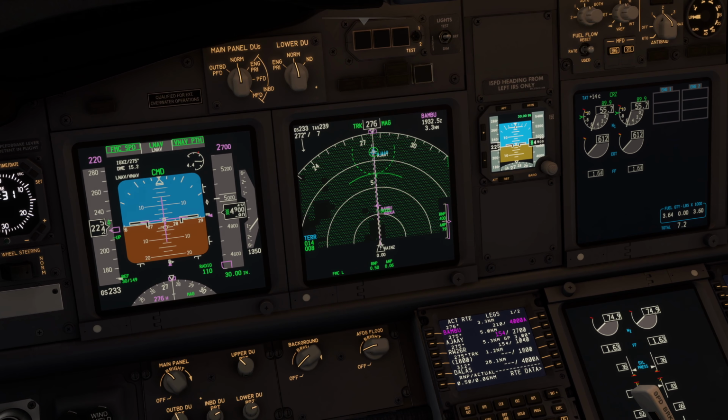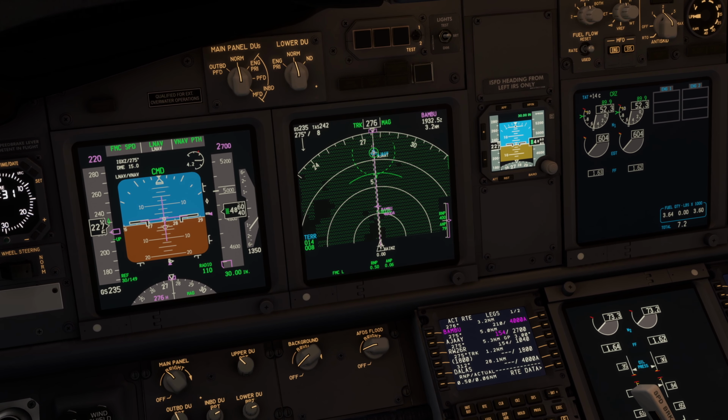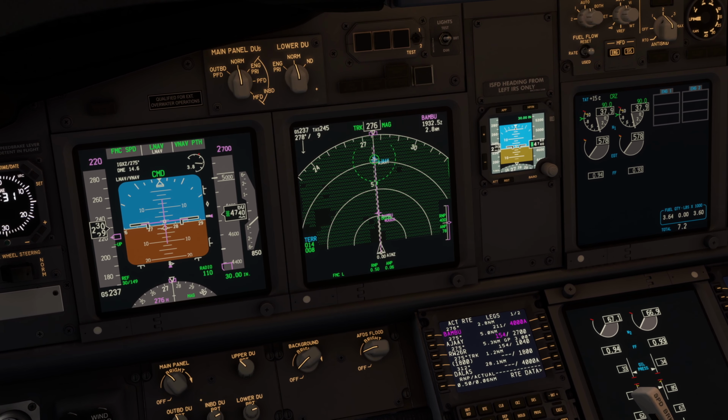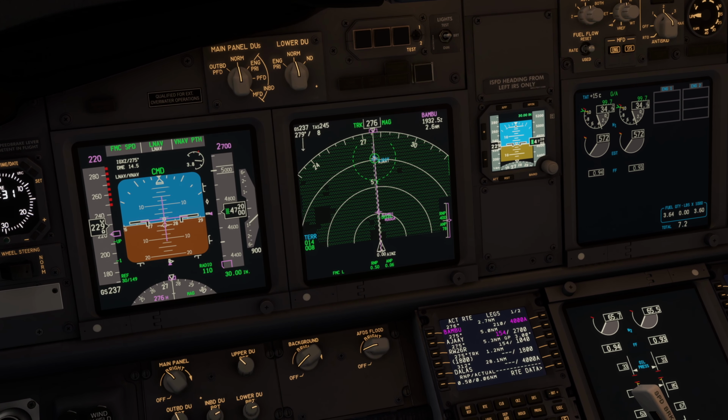We're descending on the VNAV path and only have to monitor the automation. If we don't like anything, we can reduce the automation, turn the autopilot off, click, and hand fly the aircraft.